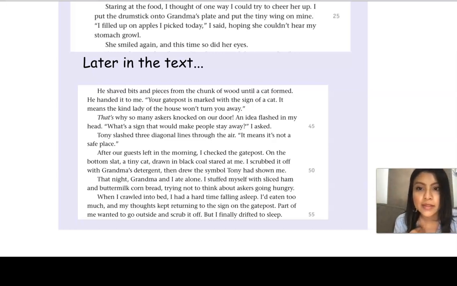Let's see. So after our guests left in the morning, I checked the gatepost. On the bottom slat, a tiny cat drawn in black coal stared at me. I scrubbed it off with Grandma's detergent, then drew the symbol Tony had shown me. And of course, we know the symbol of the cat meant that their family was welcoming these people riding the rails. And now Chet scrubbed it off. This is totally showing me a different side of him.